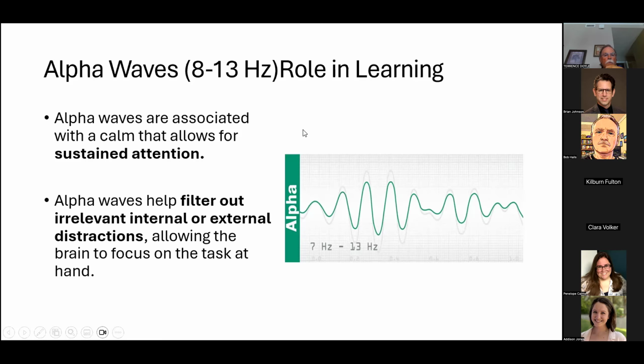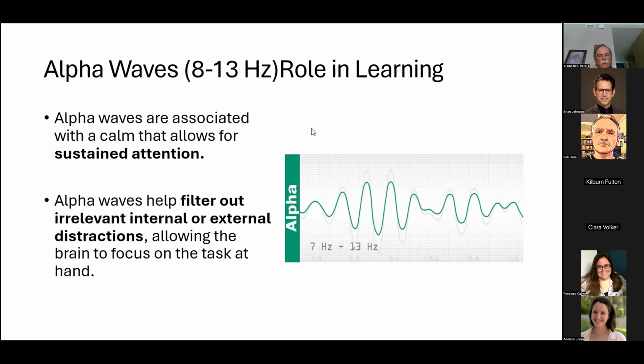All right, so let's pick up with our alpha waves, which are involved in the brain's ability to sustain attention. Most importantly, from a learning standpoint, these are the brain waves that filter out irrelevant internal and external distractions. So if you think of alpha waves as the calming effect, this is the process the brain uses to sustain its attention, which is necessary for learning new information.